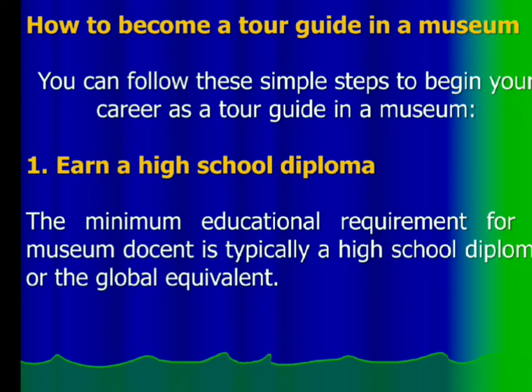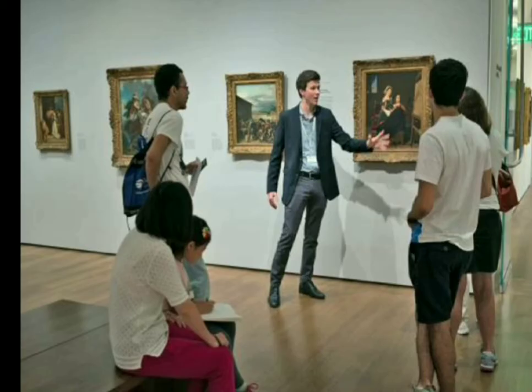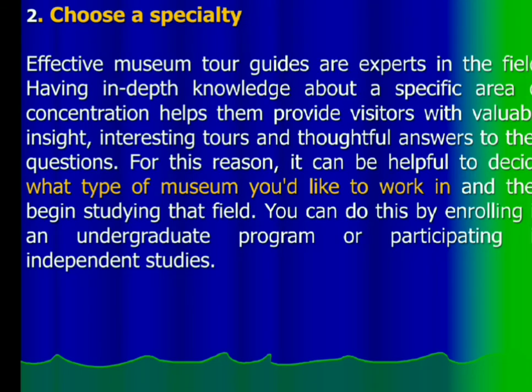To be a good tour guide in a museum, you should earn a high school diploma. You should have a diploma from high school. The next step to become a good guide, you need to be very intelligent, well educated, and have all the information collected concerning all collections. You should also know which type of museum you prefer to work in, because there are a variety of museums and you should choose your specialty.